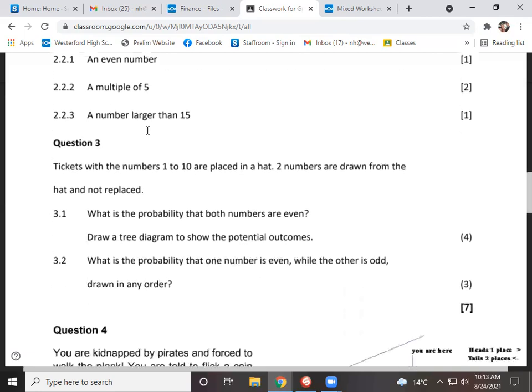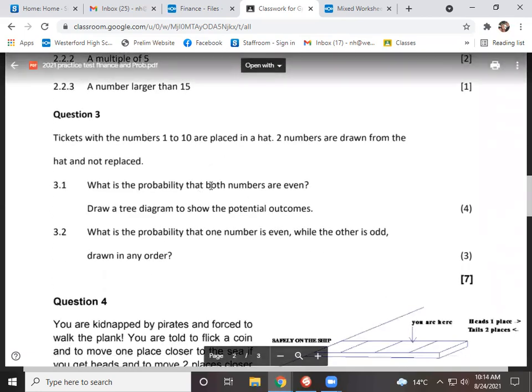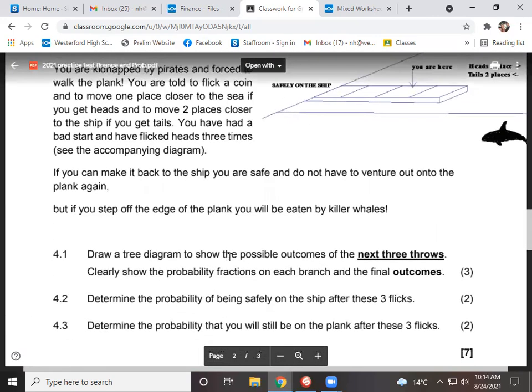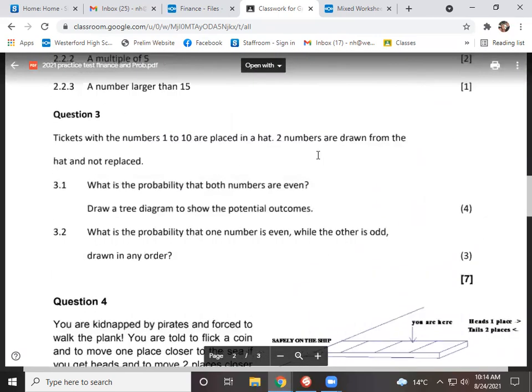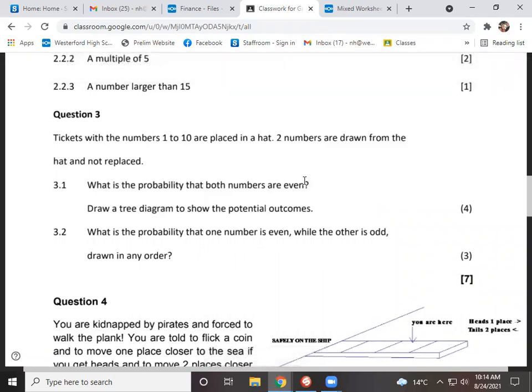Okay. Then question 3 is a tree diagram question, and question 4 is another tree diagram question. So these are nice ones for you to practice, okay? But the memo is on Classroom, so you can look at that maybe over the weekend when you're studying.